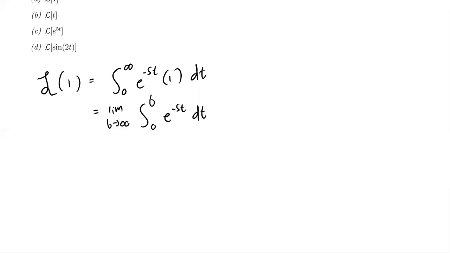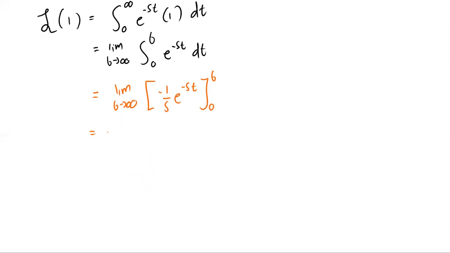So what is this going to be? We need an antiderivative. An antiderivative of e to the negative st is negative 1 over s times e to the negative st, because remember that negative s is a constant for us. It's just using the power rule for exponentials. And we evaluate this from 0 to b. So plug in everything. Notice that I'm leaving the limit till the end, and that's what you want to do. You want to leave the limit as the last thing you evaluate.